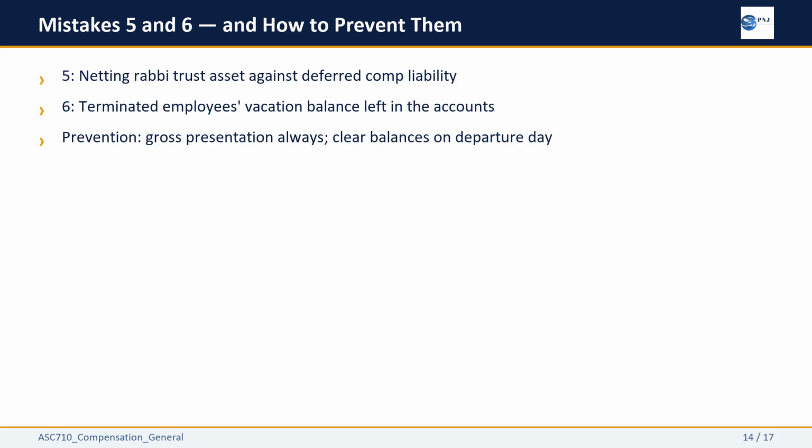Mistake 6, failing to clear a terminated employee's vacation balance when they leave. The balance sits in the accounts, overstating liabilities and distorting the accrual. Fix. Establish a same-day notification process from HR to accounting on every departure.